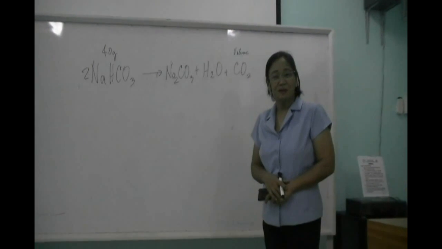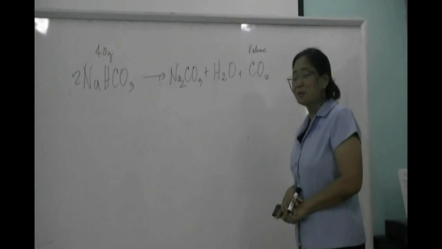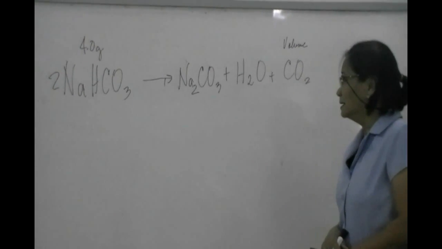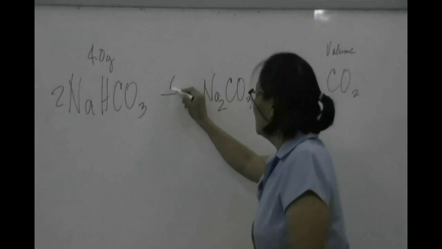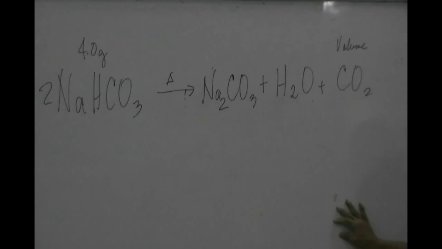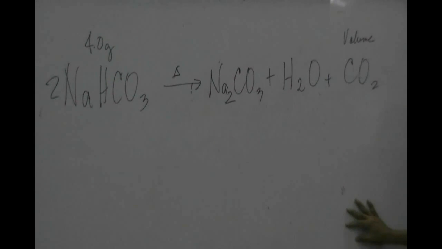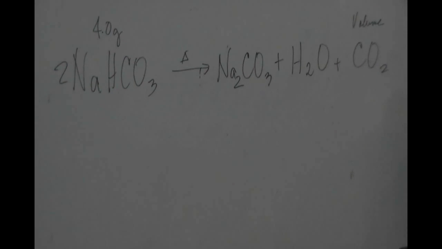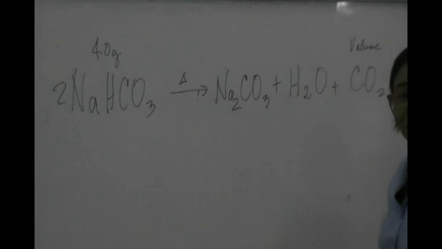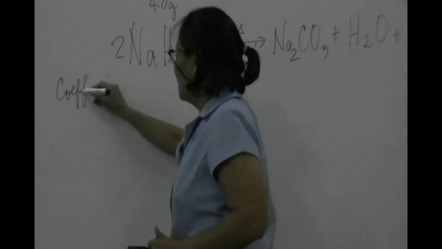For the mass-volume relationship, we have 4.0 grams of baking soda, or sodium bicarbonate, decomposed by heating, and that produces sodium carbonate, water, and carbon dioxide. To balance the equation, we write 2 before sodium bicarbonate. The given is 4.0 grams, and we're looking for the volume of the gas, which is carbon dioxide. Now let us consider the coefficients of the reactant.